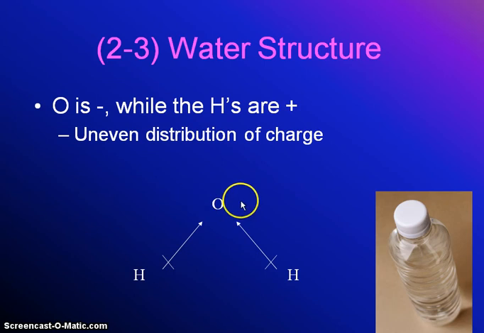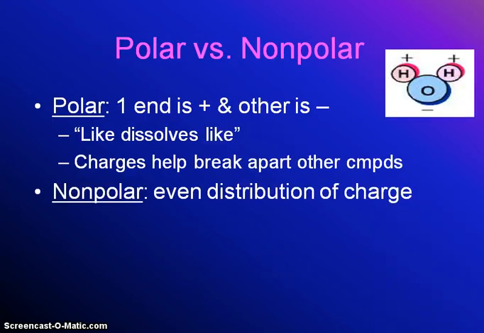So by having a negative side of the molecule and a positive side of the molecule, that creates this uneven distribution of charge, which makes water a polar molecule. Now, polar molecules, again, where one end is positive and the other is negative, means that it's going to have a good ability to help to break apart other compounds. Those charges will help to pull apart other things, especially other polar substances. So that's the rule that you need to remember.